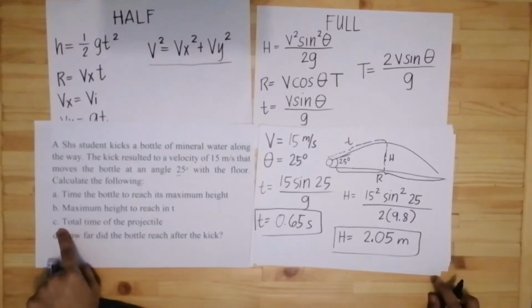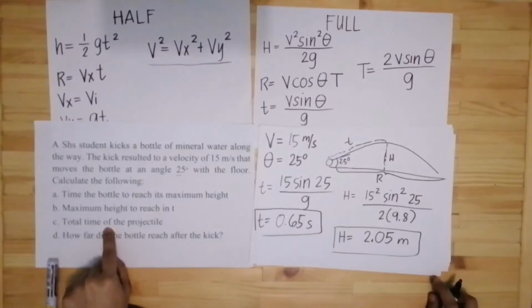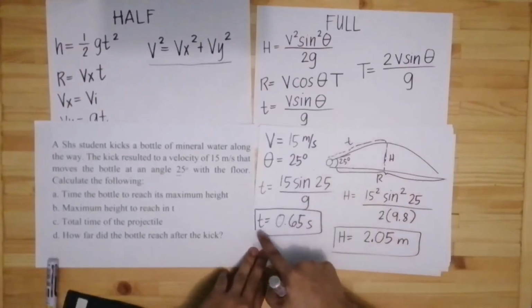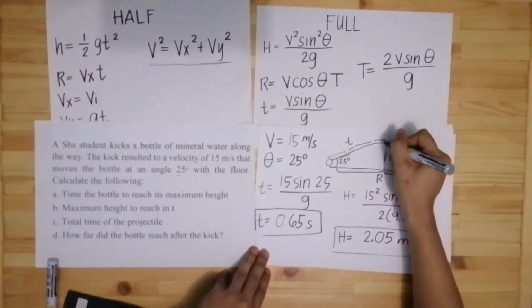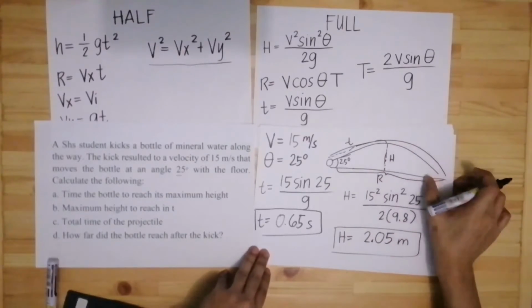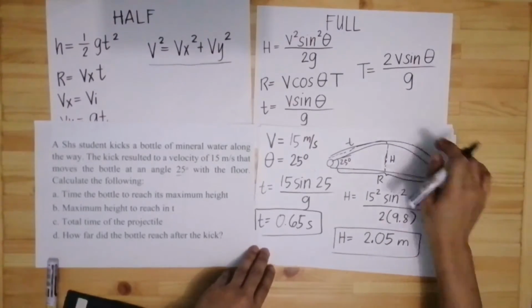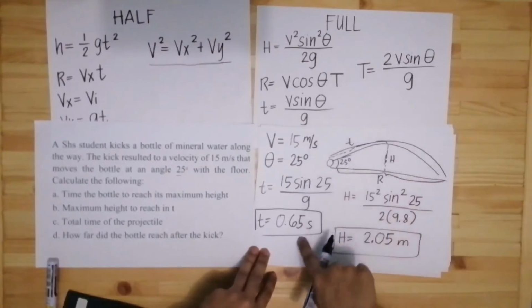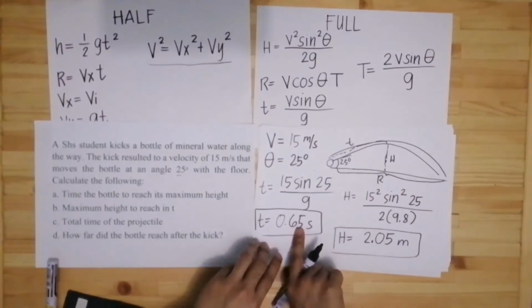Let's have letter C. Total time of the projectile. So, total time. Kasi nakakuha na tayo ng time, pero maliit lang yung time natin. So, ito pa. Pagka total time, kasama na yung buo. Isa pang kalahati. So, ang gagawin nyo lang dyan, basically, use the formula. Okay? Or you can just simply multiply this answer into 2.